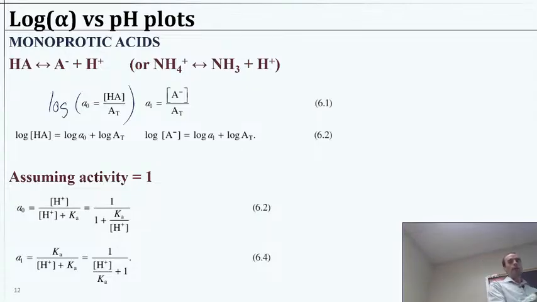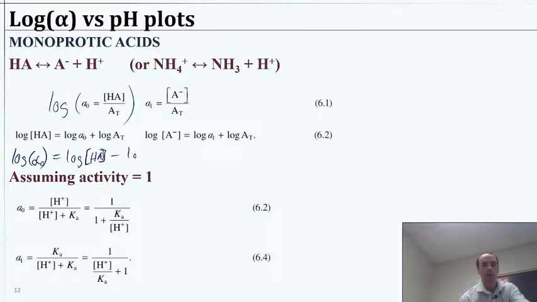So now we see we can solve for the log of HA is equal to log of alpha 0 plus log of A total. And of course, if we wanted to, we could have said this is log of alpha 0 equals log of HA minus log of A total. That's also fine to write it that way. And we can do the same thing for the alpha 1 equation.